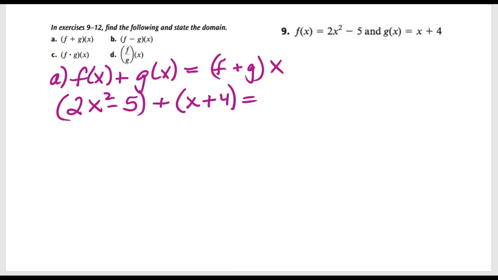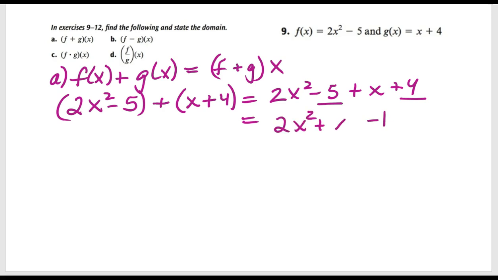Now, I can take these out of their parentheses. And I can look for like terms. And I see that I have a minus 5 and a plus 4. So that will give me a minus 1. So I'll have 2x squared plus x minus 1.